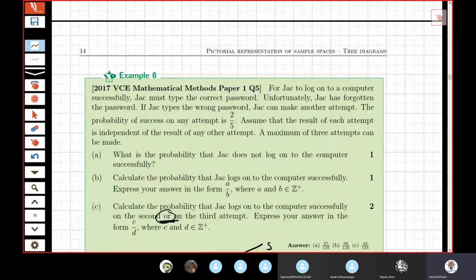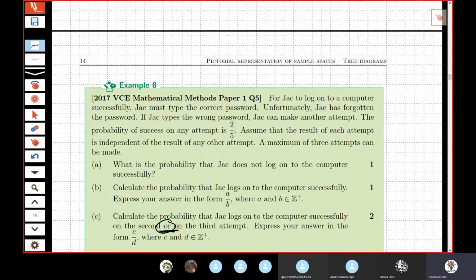I might give you guys a few minutes, maybe just to have a quick read of this. You should be able to answer it. This is really straightforward. Have a read of it, draw your tree diagram, and let's see exactly if it matches with the one I would have.